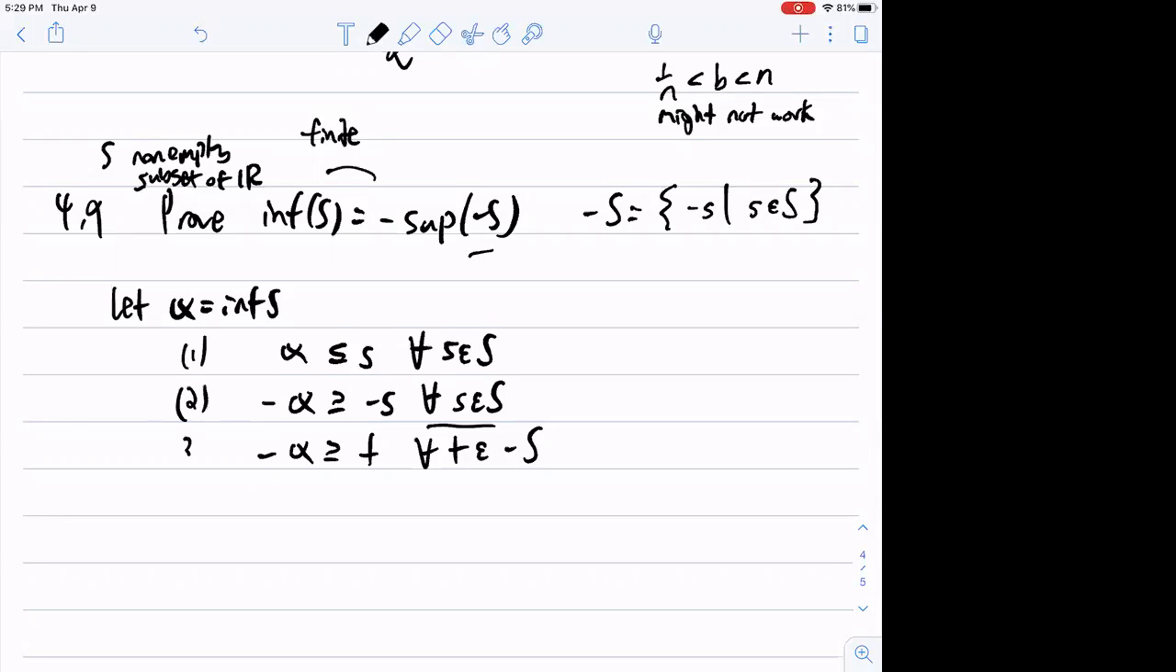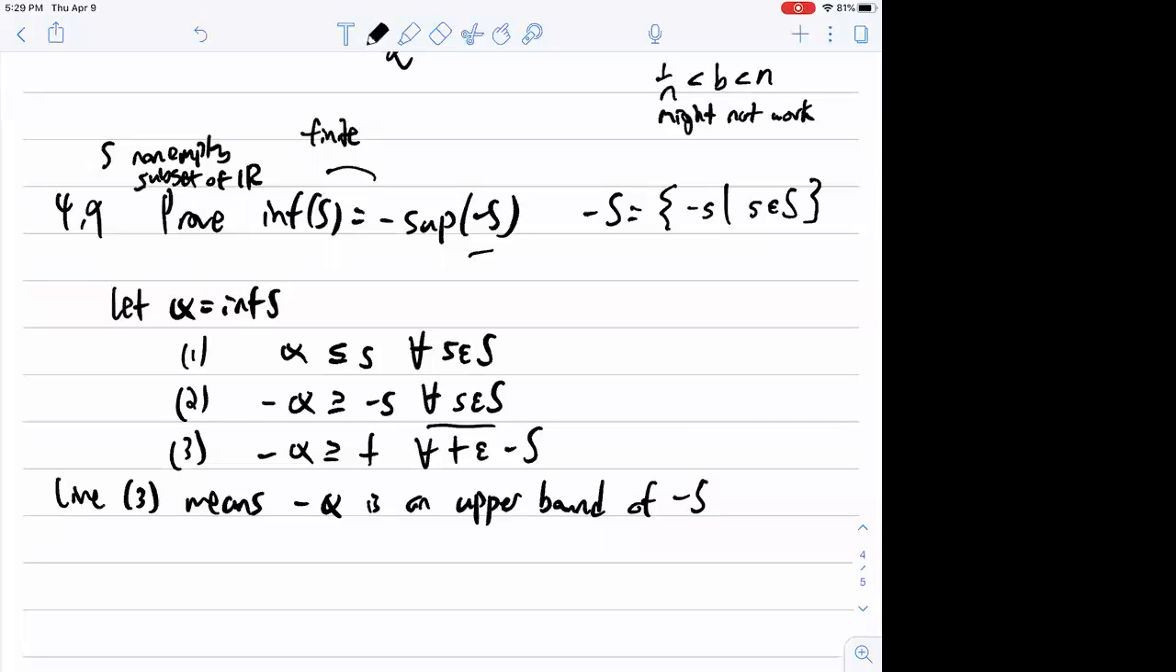So line 3 by definition means negative alpha is an upper bound of negative S, right? I mean, it's bigger than or equal to every element in it. So negative alpha is an upper bound. But what is supremum? Supremum is the least upper bound, right? It's smaller than all the other upper bounds.